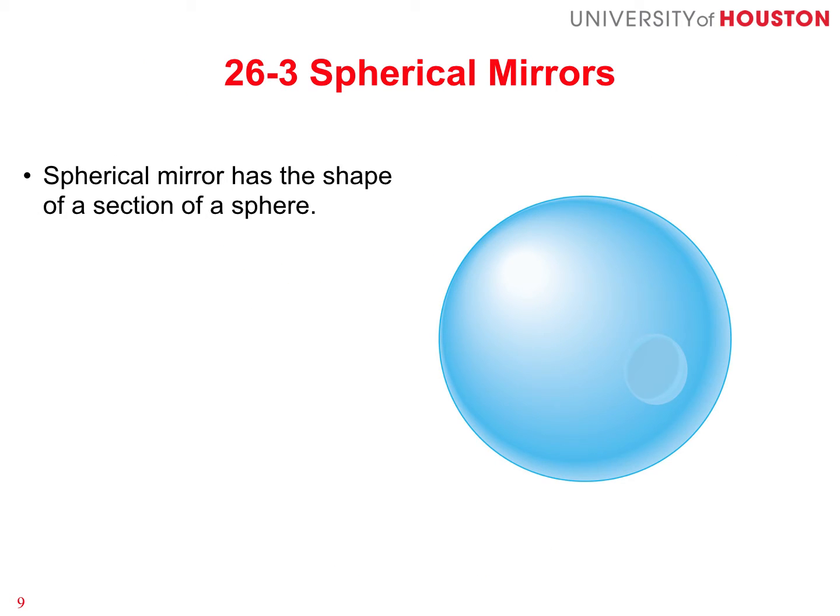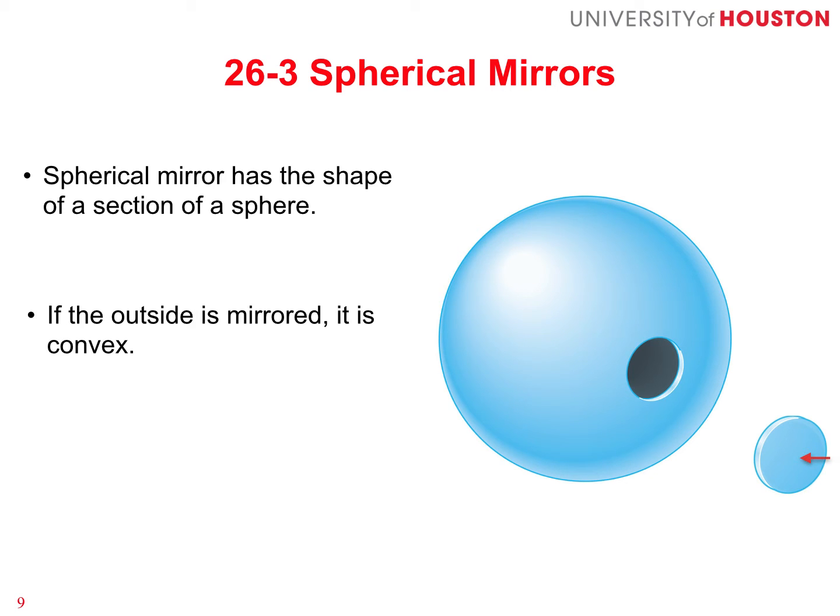A spherical mirror has the shape of a section of a sphere that has been cut out of the sphere. If the reflecting surface is on the outside, then we refer to this as a convex mirror. On the other hand, if the reflecting surface is on the inside, we refer to this as a concave mirror.